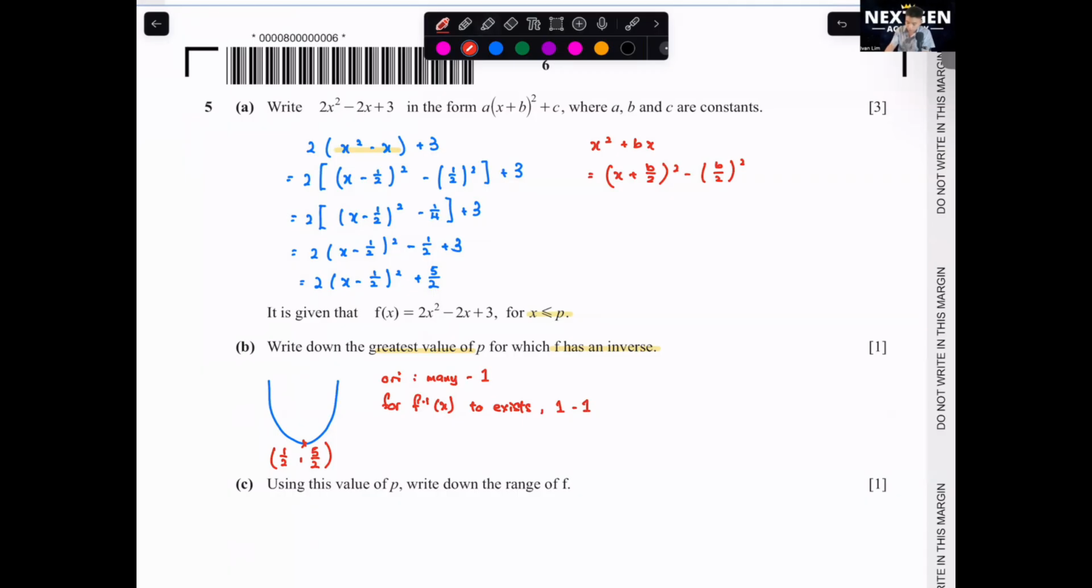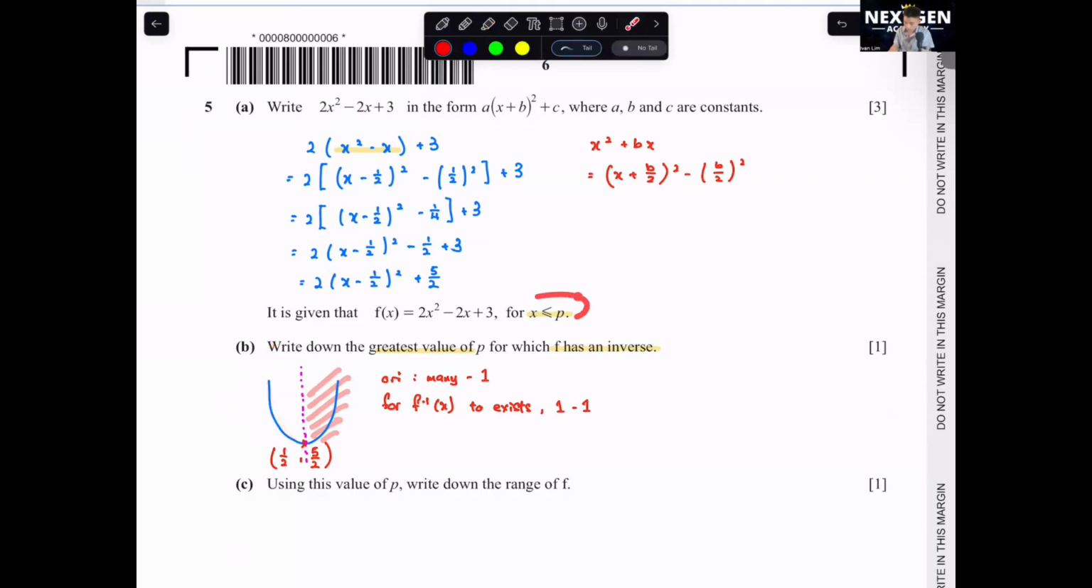So how to make it one to one? You're going to split this into half. You either take the left-hand side or the right-hand side depending on the domain that they give you. So they say x is less than or equals to p. So they want the less than part, which means this part over here, they don't want. Okay, we only take the left-hand side part because this is a one to one function.